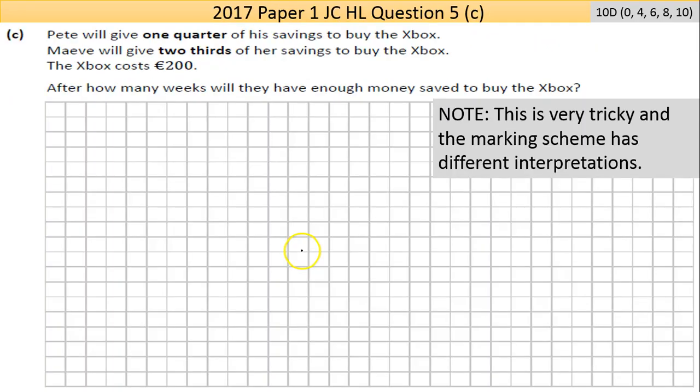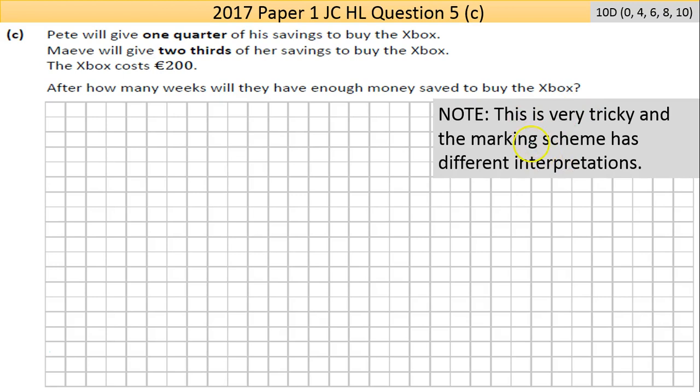Sorry, here we are. Okay, so part C. Pete will give 1/4 of his savings to buy the Xbox. Maeve will give 2/3 of her savings to buy the Xbox. And the Xbox costs 200. After how many weeks will they have enough money saved to buy the Xbox?